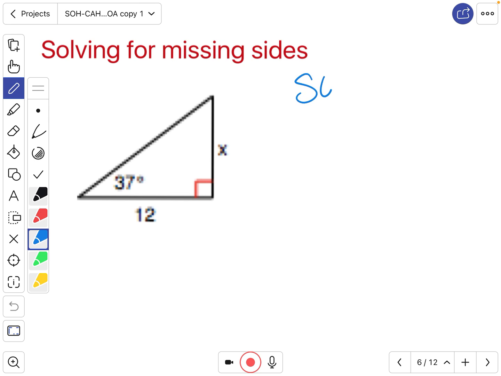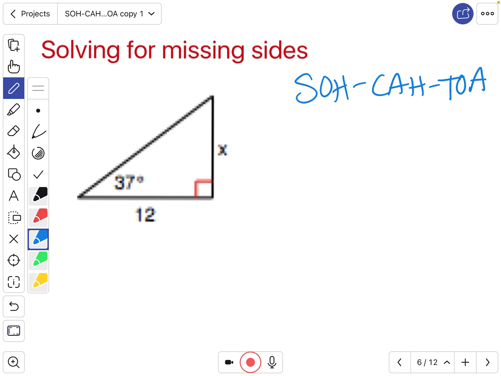When you're missing sides, the very first thing to do is decide what trig function you need to use. Okay, so I'm going to write out SOH CAH TOA here to help me out. I'm either going to use sine, cosine, or the tangent ratio to help me solve here.